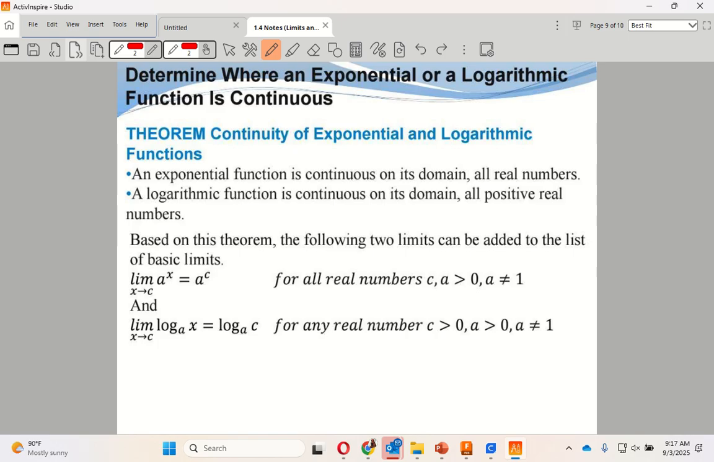Continuity, exponential, and logarithmic function. An exponential function is continuous on its domain for all real numbers. A logarithmic function is continuous on its domain for all positive real numbers.